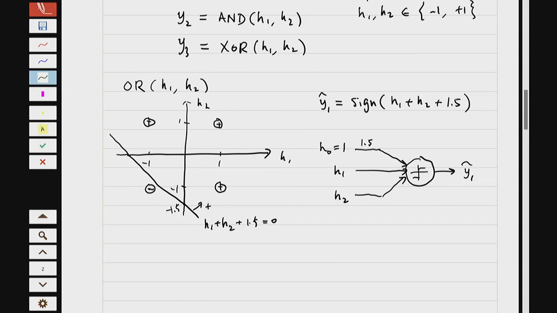You can use any line in between that does not cross over to the other side, so you could have any kind of W you want, but we choose the simple one. 1.5, 1, and 1. That's our W. Can everyone understand what I'm saying? The W is the vector 1.5, 1, 1. That's our W. Our input is the H for this function.